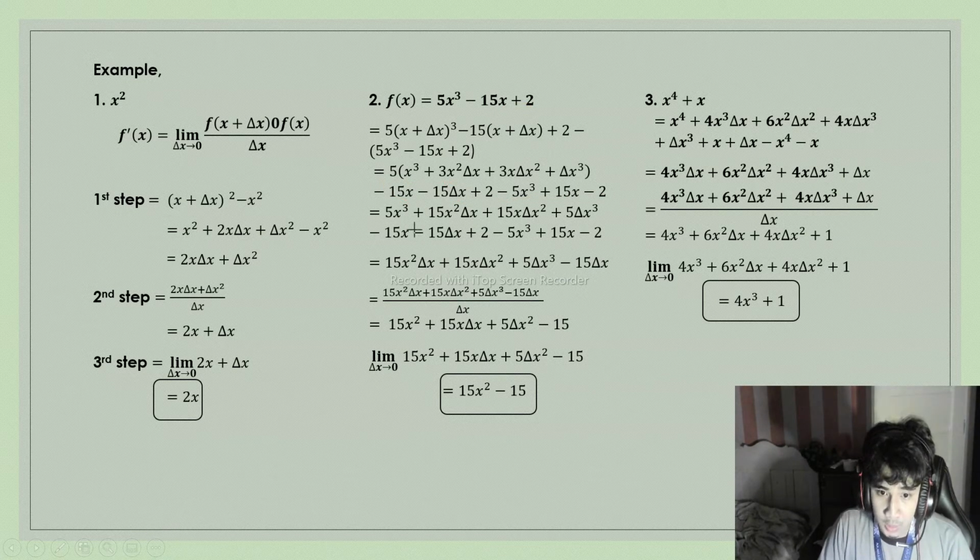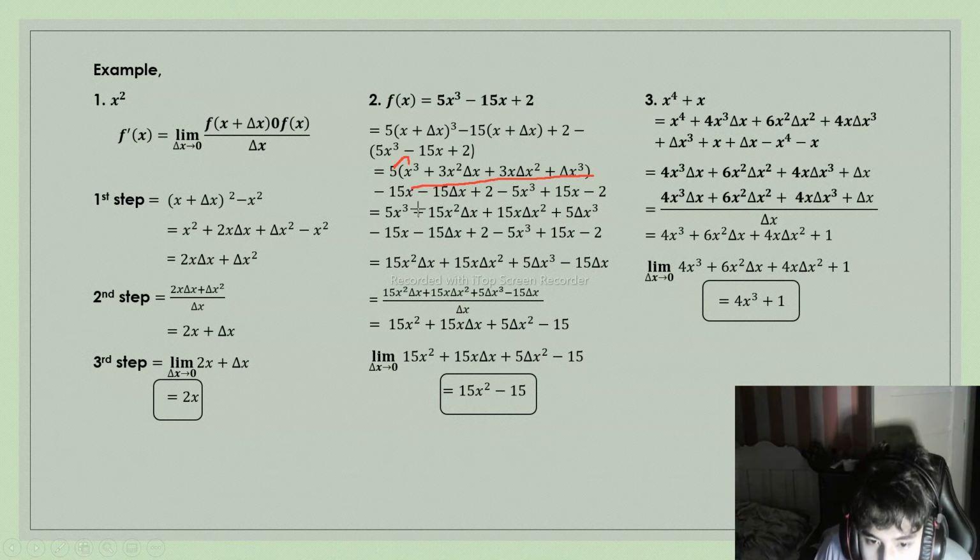Next, i-simplify pa natin. I-distribute natin yung 5 sa lahat ng to. And that will leave us 5x cubed plus 15x squared delta x plus 15x delta x squared plus 5 delta x cubed minus 15x minus 15 delta x plus 2 minus 5x cubed plus 15x minus 2. So, ano lang natin, combine like terms.